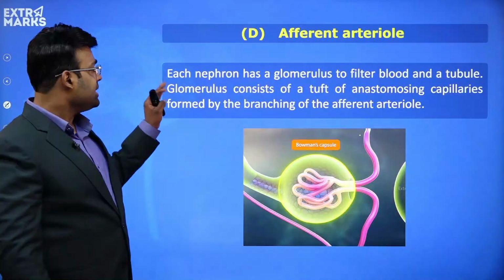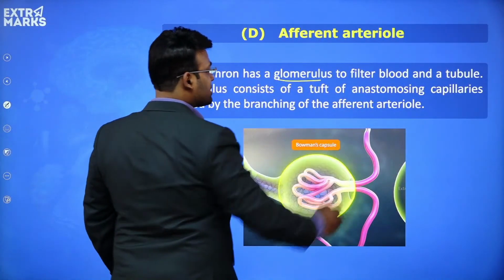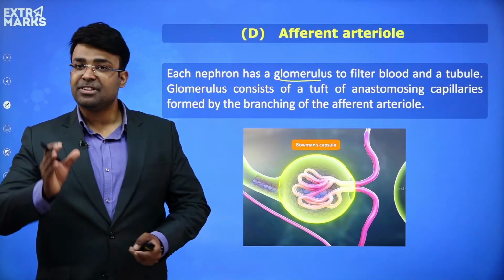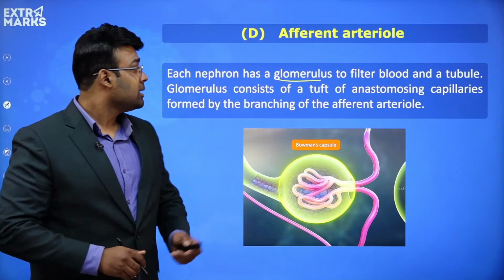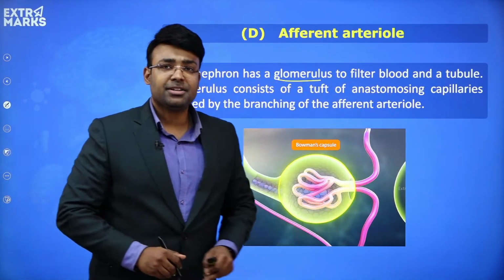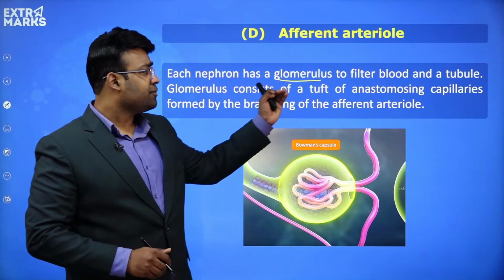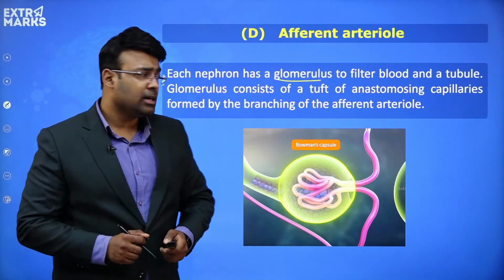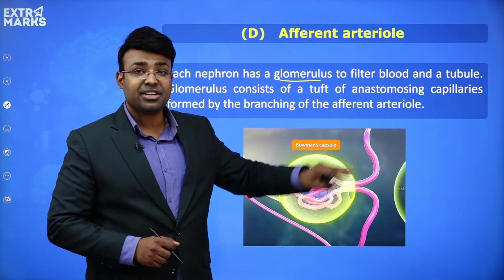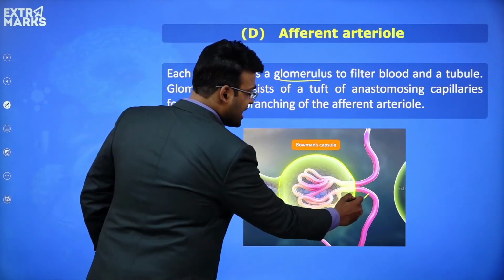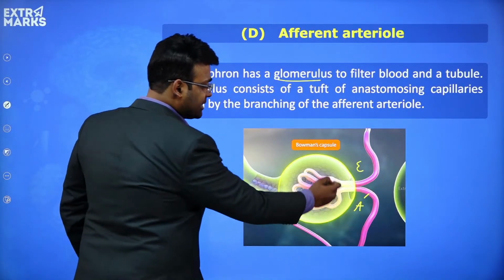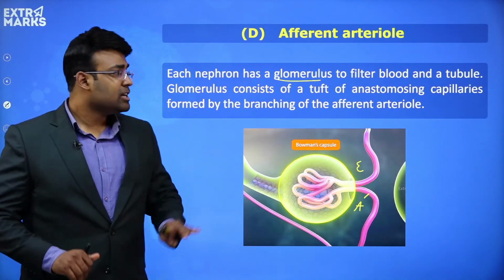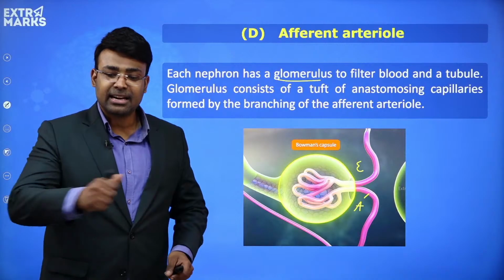Clear? So here you can see each nephron has a glomerulus. We know it very well. Nephrons are the structural and functional unit of the kidney, responsible for the filtration mechanism. Now the glomerulus filters the blood. Glomerulus consists of a tuft of anastomosing capillaries. Anastomosing means they are coiled. Clear? Formed by the branching of afferent arterioles. So here you can see the afferent is going inside and then the efferent is coming outside, and they form the tuft-like structure that is called the glomerulus. Clear everyone? So I hope this point is clear to all of you. Let's move on to the next point.